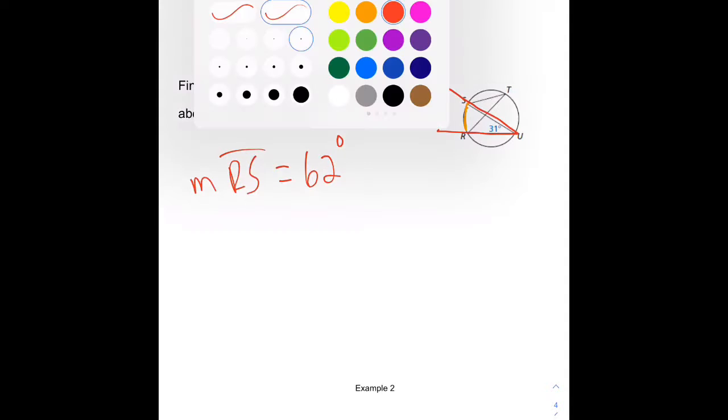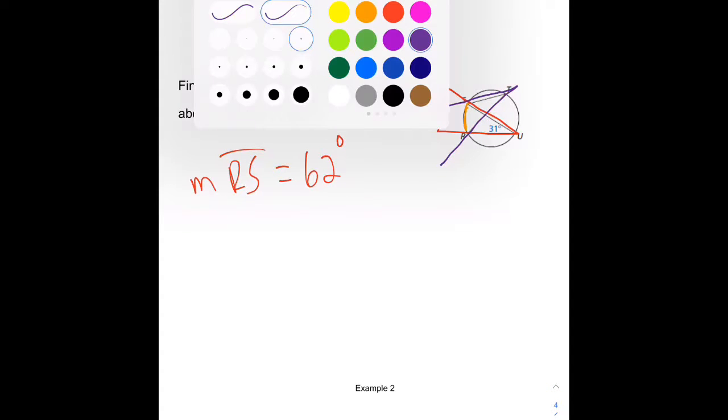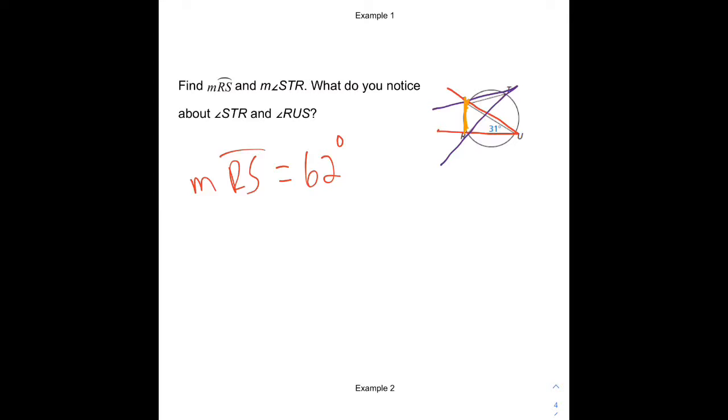What I also notice, and that's what the second part of the problem is alluding to, is that angle STR is cutting off this same arc SR. So that means that the measure of STR would have to equal the measure of angle RUS. They're congruent, and therefore that is also 31 as well.